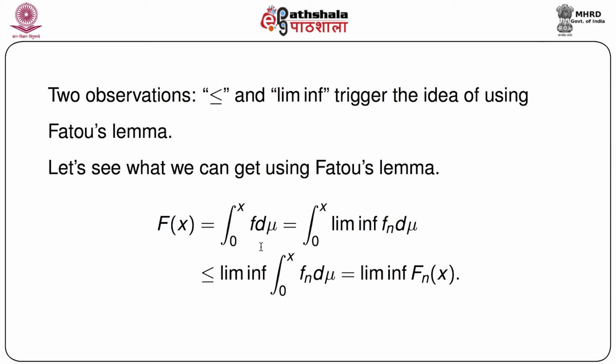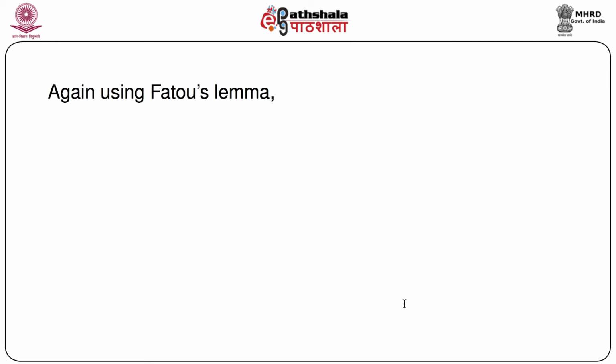So capital F(x) equals the integral from 0 to x of f d mu. Now f we can write as lim inf of f_n. Applying Fatou's lemma, we get less than or equal to the lim inf of the integral from 0 to x of f_n d mu. Now the integral from 0 to x of f_n d mu is nothing but capital F_n(x). So capital F(x) is less than or equal to lim inf capital F_n(x). This is one result that we got immediately.